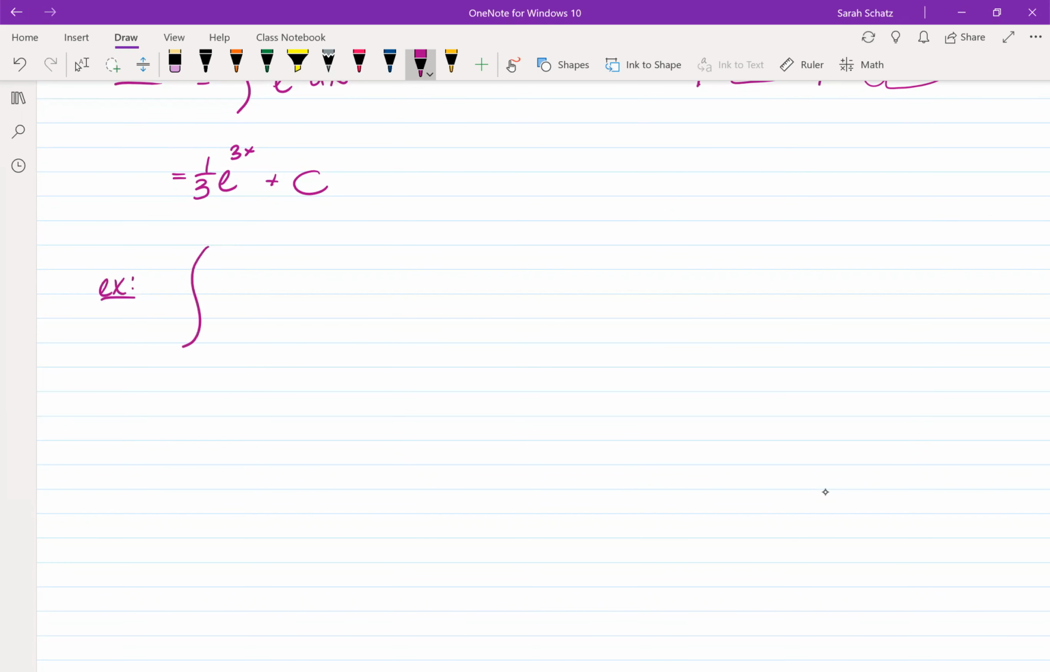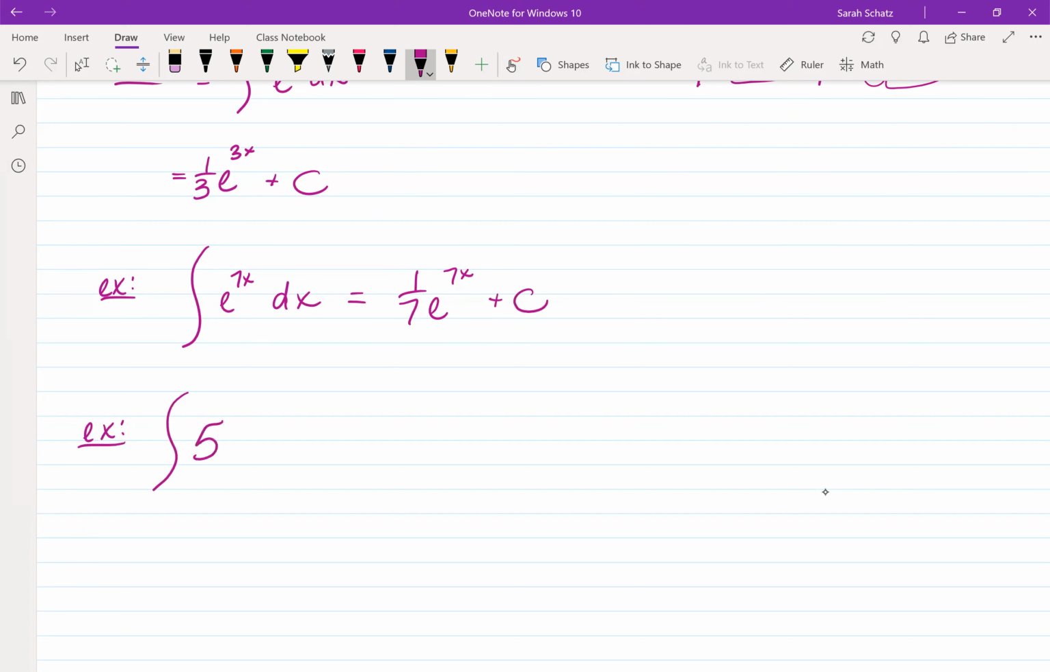So let's look at another one like that. If I have the antiderivative of e to the 7x dx, what's that going to turn into? Well, I'm going to have the e to the 7x, but what's this 7 going to do? It's going to come down in the front, but be divided. So it's going to be 1 over 7, e to the 7x plus c.